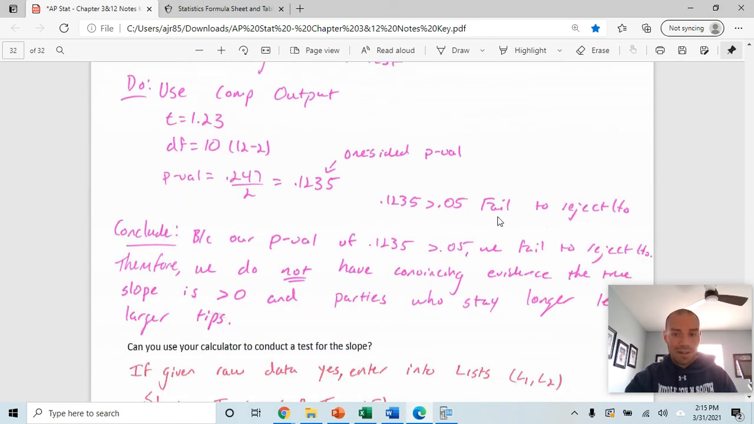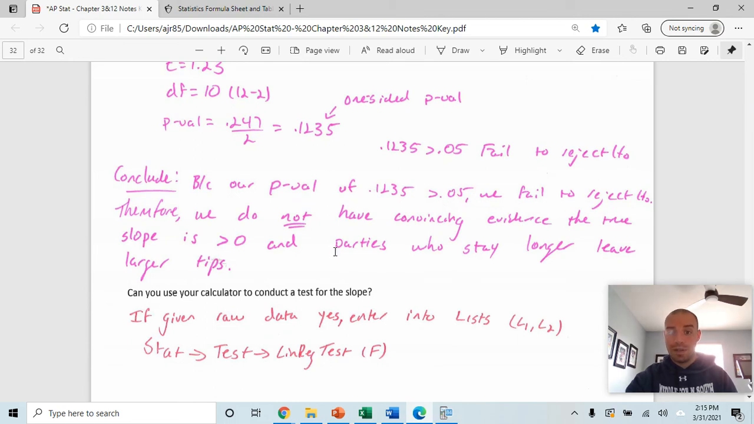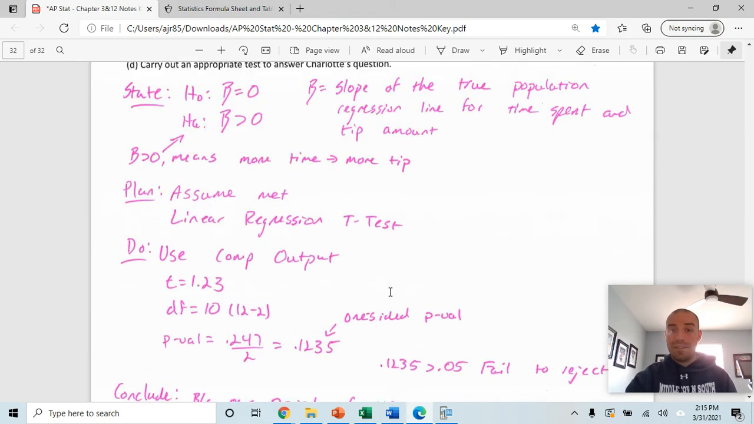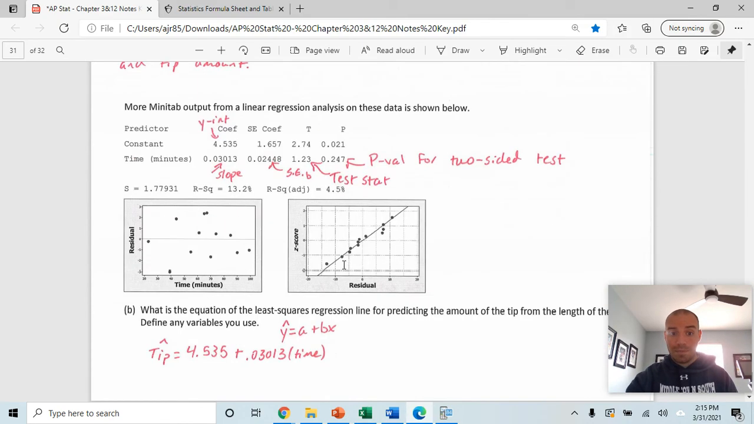That 0.1235 is greater than 0.05, so we would fail to reject the null hypothesis. Therefore, we do not have convincing evidence that the true slope is greater than 0, and that parties who stay longer leave larger tips. So this is pretty easy in this section because everything is really based off of the computer output and knowing the different parts of that computer output. You'll need to take the standard error as well as the slope when creating the confidence interval. And then you'll need the test statistic and the p-value when running a significance test.